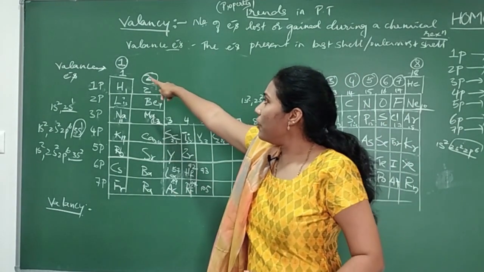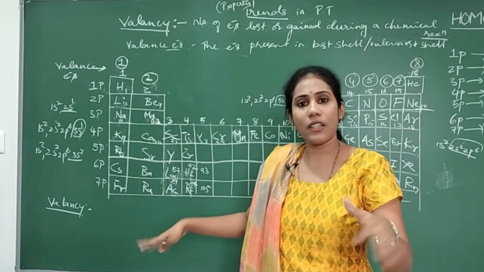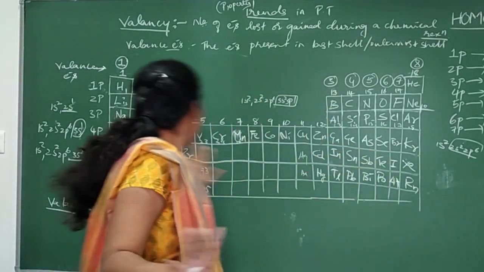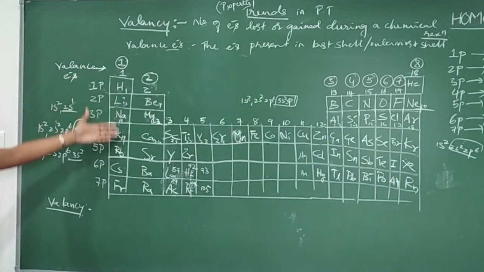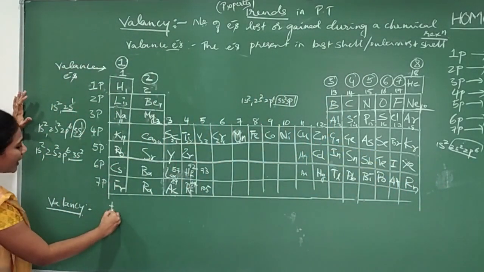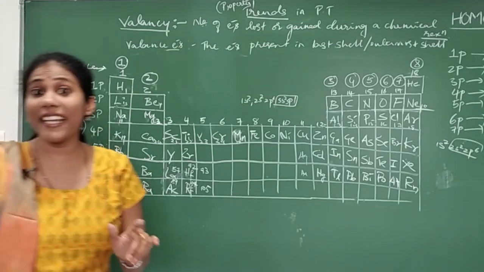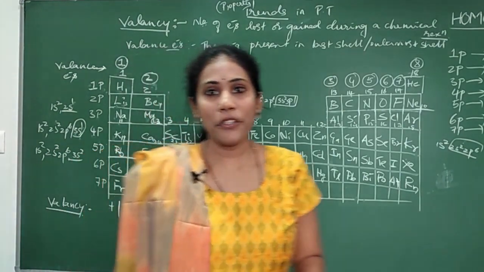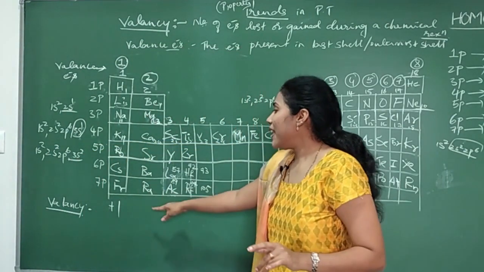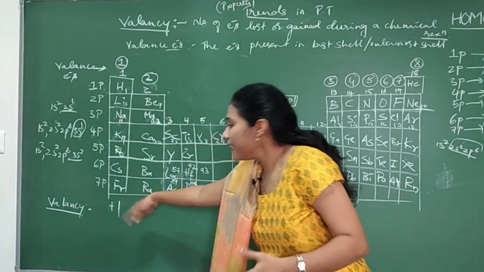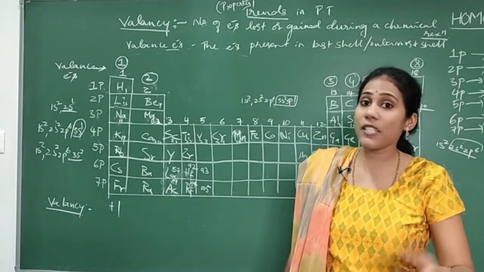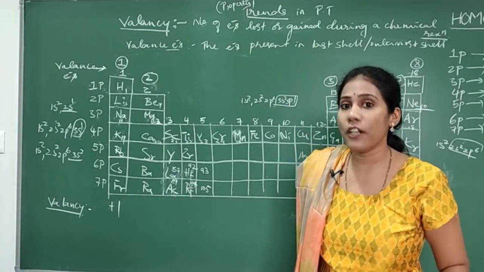The last shell has only 1 electron, and that 1 electron will be lost. So what is the valency of these group elements? Plus 1. Plus indicates losing of electrons. Whenever we talk about valency, we introduce a sign here. Plus 1, plus in the sense of losing electrons.